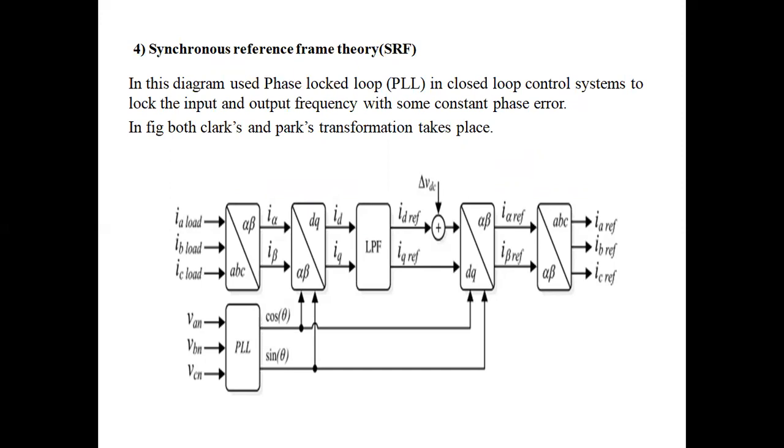And again, after getting the output from this DQ, we calculate the respective powers with the help of formulas. After that, we go for inverse Park transformation, which converts DQ to alpha beta. And after that, we go for alpha beta to ABC with the help of inverse Clarke transformation.